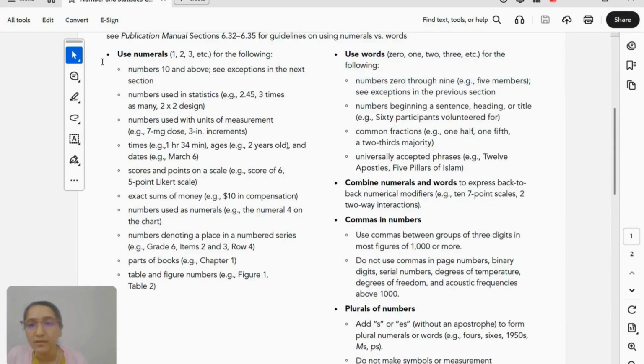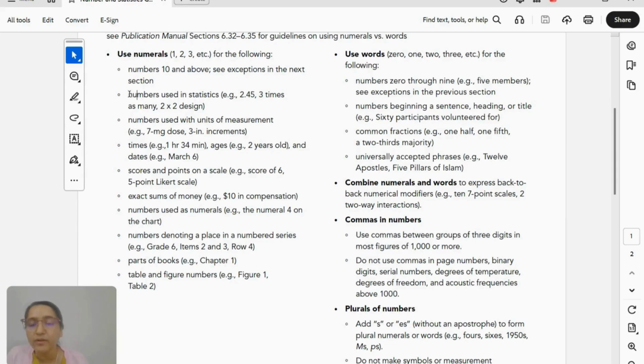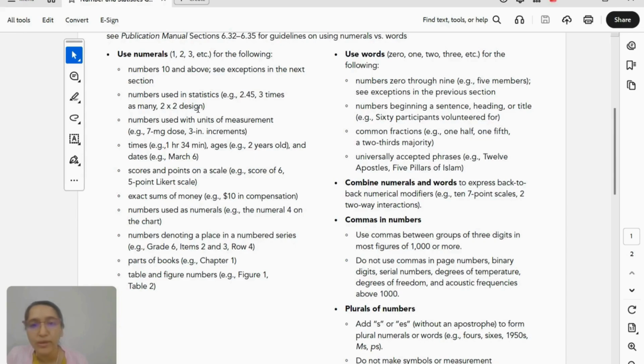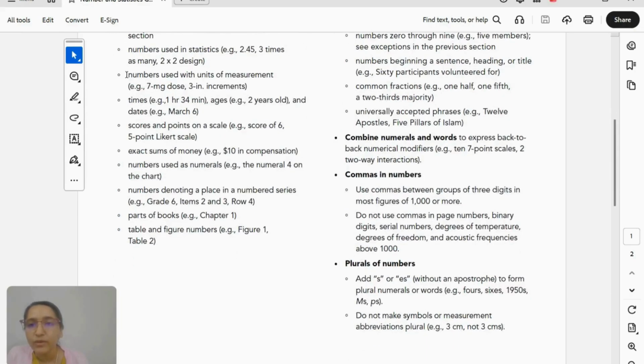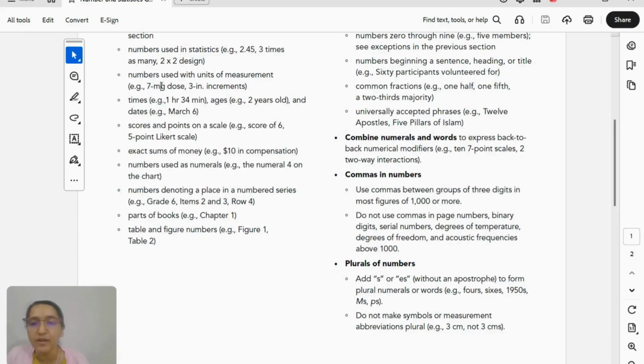So first, let's go through the numerals, and then we will use numerals for numbers used in statistics. For example, 3 times, or a 2 by 2 design, 2.45, etc. And then we will use numbers used with units of measurement. When you are using a unit of measurement, the number will always be represented as a numeral. 7-mg, not seven, and 7-mg.